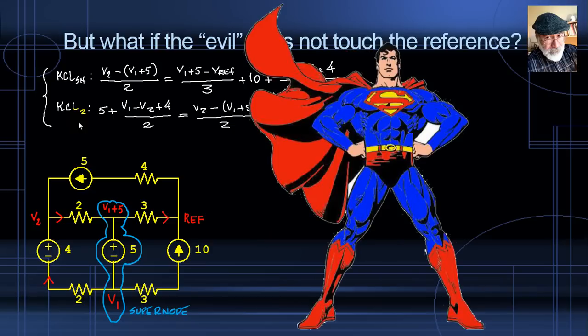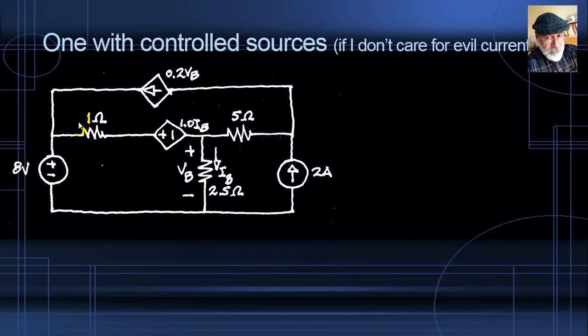Another exercise, one with controlled sources. Let's say that I do not really care for evil current, so I take advantage of that again with the evil branch on the left bottom side of the circuit. Reference node here at the bottom, why not? And then the voltage of this node on the top left is known, 8 volts.